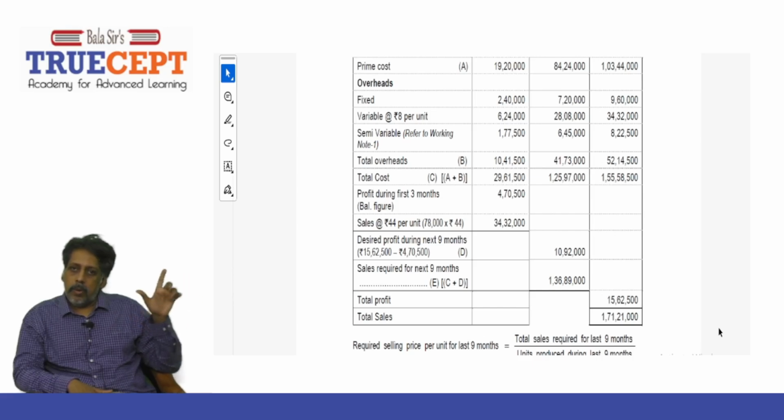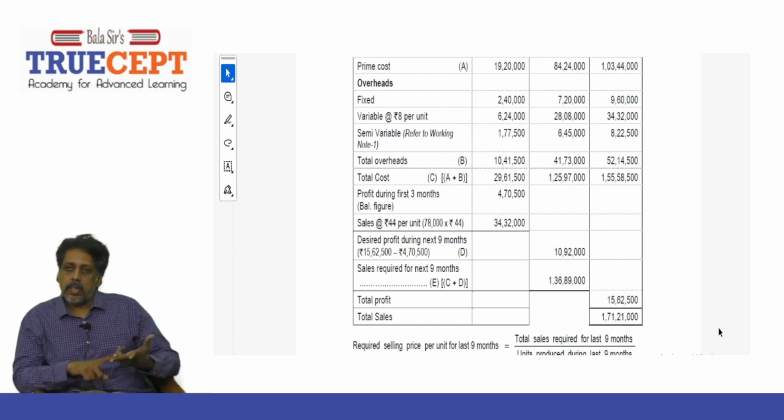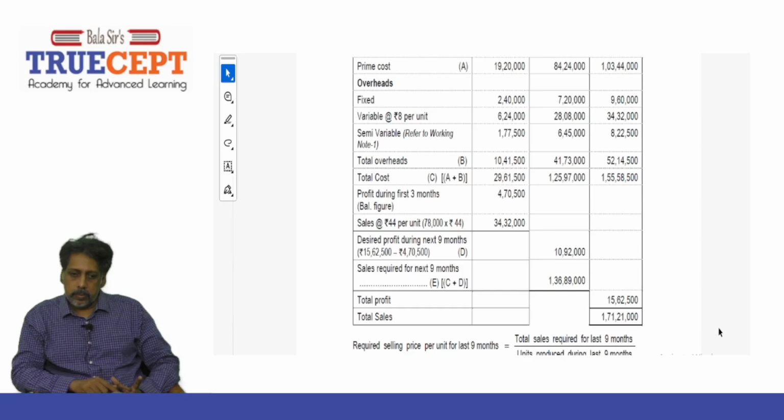And semi-variable overheads will be what you got in the working: 1,77,500 and 6 lakh 45,000. And then total 8 lakh 22,000. Then next, total overheads. Just add up all the overheads. How much? 10 lakh 41,500. Next, 41 lakh 73,000. Adding both, 52 lakh 14,500. Very good. And then we place a total cost.